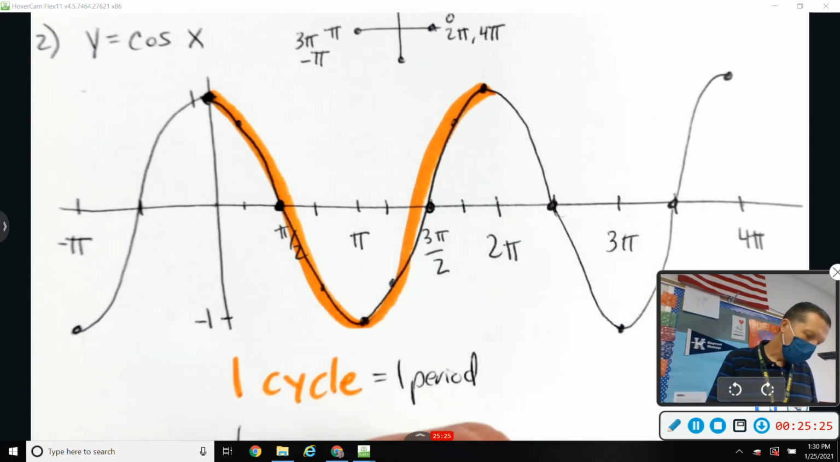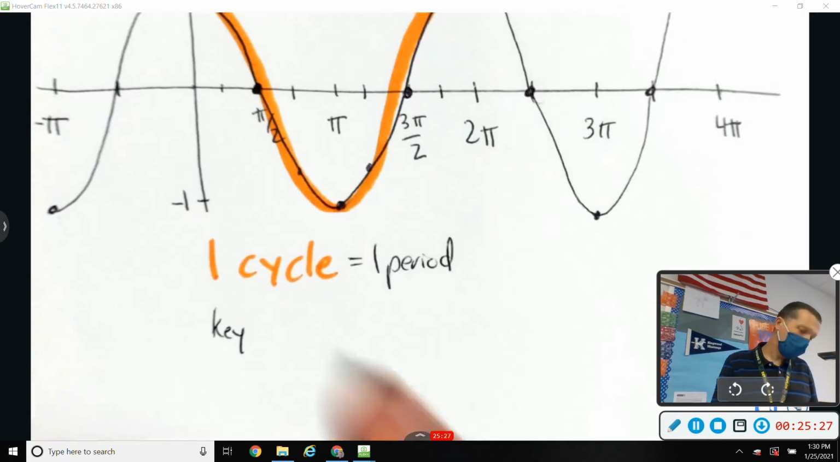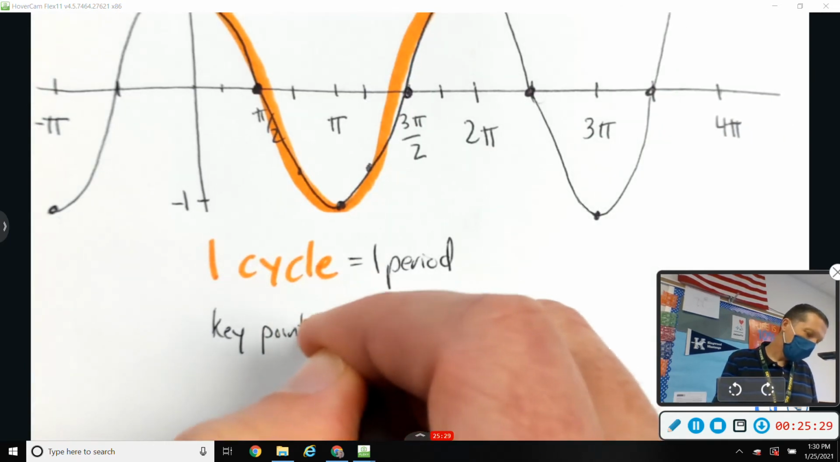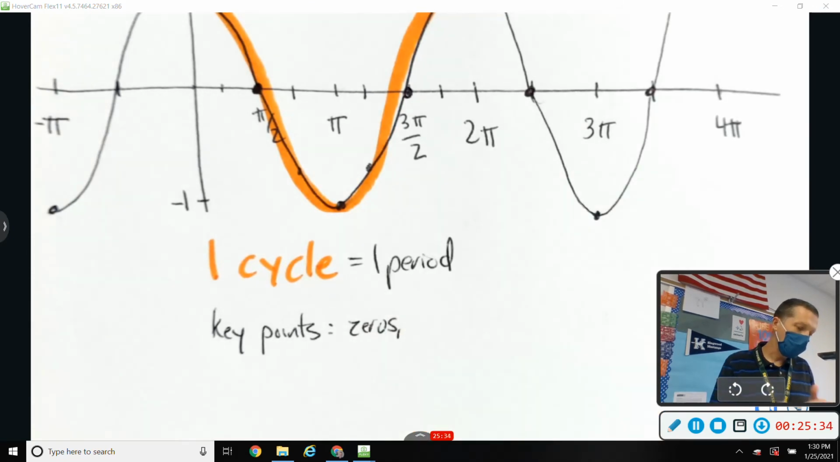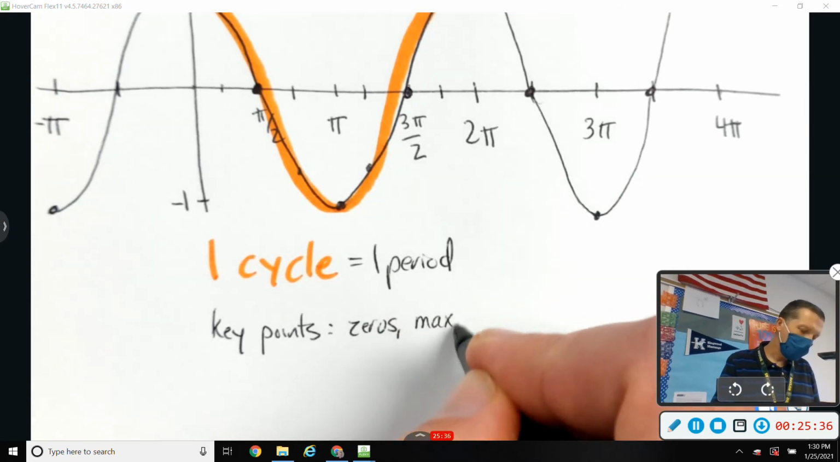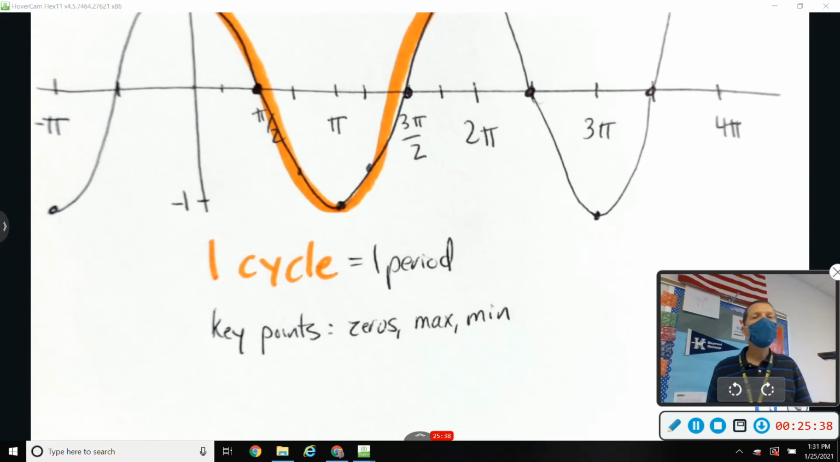All right, we're going to write the same things about cosine that we wrote about sine. The key points I want to see are the same. They're in different places, but the zeros, the max, and the mins, wherever those are, those are the key points we want to see.